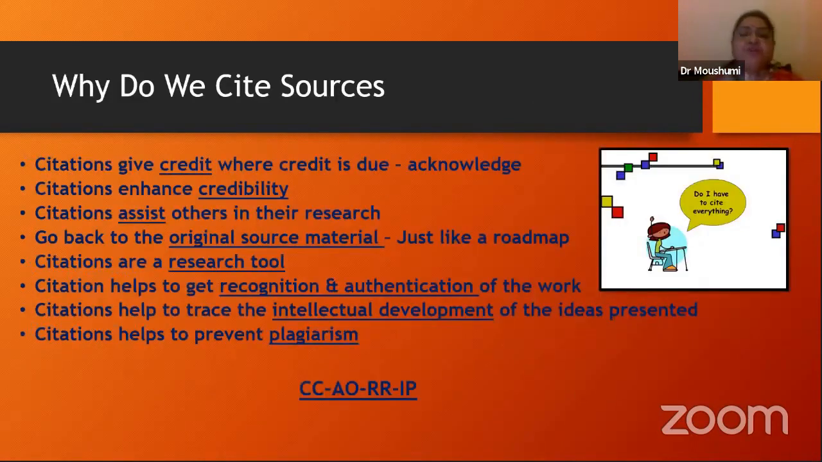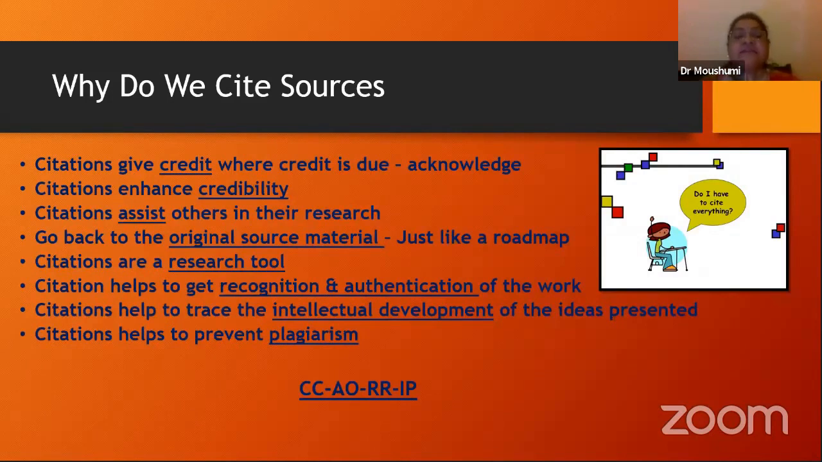The first question which comes to our mind: why do we need to cite sources? The answer actually comes from a little formula. Let us put a little formula into our study: C square, AO, R square, and IP. If we remember this, it will be crystal clear why we really want to cite sources. First of all, when we cite sources, we are giving credit to the person from whom we are taking the knowledge, the idea, or the phrase. You should always do that.